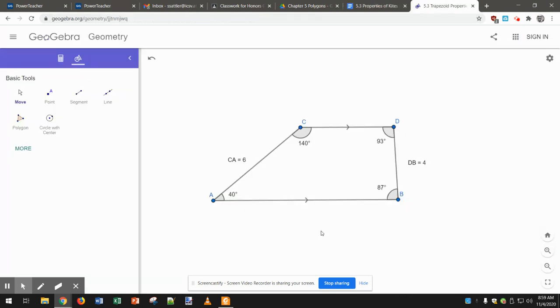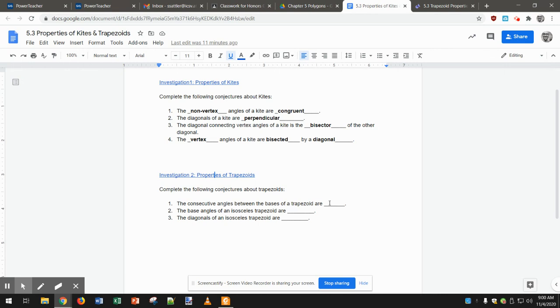So which angles are we talking about? That would be D and B, and then C and A. Those are the angles that are between the bases. The bases are the two parallel sides. If we add these two angles together, you should notice that they are supplementary. In other words, they add up to 180. 93 plus 87 is not as obvious as 140 plus 40, which is easier to see. So we would fill in this conjecture by saying the consecutive angles between the bases of a trapezoid are supplementary.